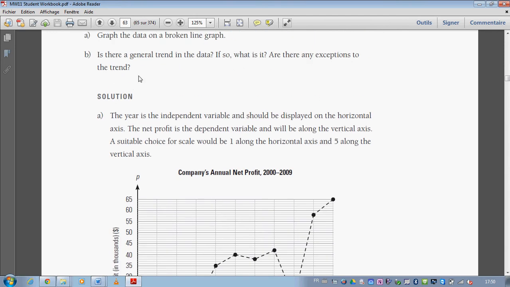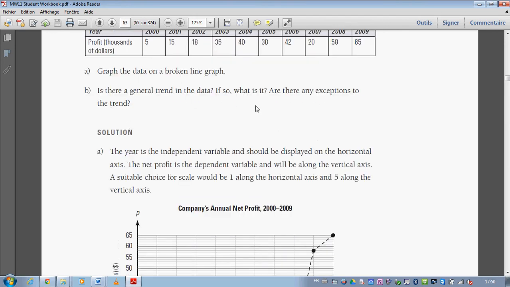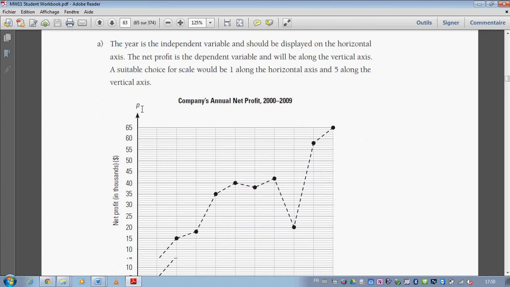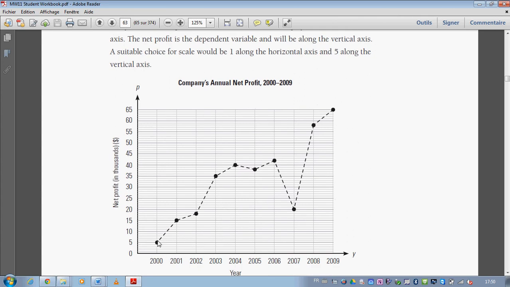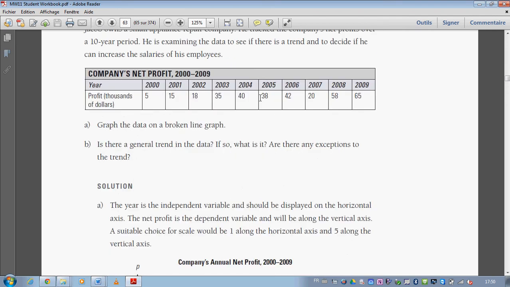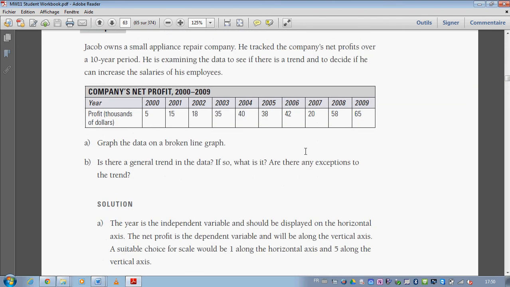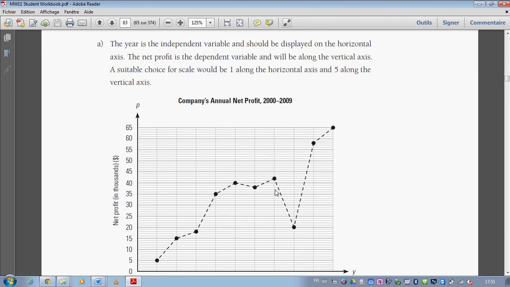Is there a general trend in the data? If so, what is it? Are there any exceptions to the trend? Well, it looks like they were making pretty good profit. They kept kind of increasing up until 2004. Looks like they dipped slightly in 2005, kind of stabilized in 2006. But then they had a pretty big dip from about 43. That was in 2006. So up here, yeah, 42. So they dipped down from 42 to 20, from 2006 to 2007.